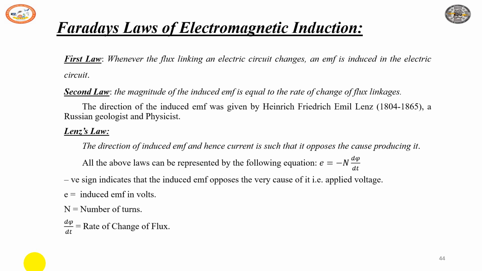Before that, for the second law, we can write the mathematical equation for the magnitude of the induced EMF. E is equal to minus n into d phi by dt. The negative sign is because of Lenz's law, because it indicates the direction of the induced EMF. Whatever the amount of flux linking the coil, the magnitude depends on it, and the direction of the induced EMF is such that it opposes the cause producing it.